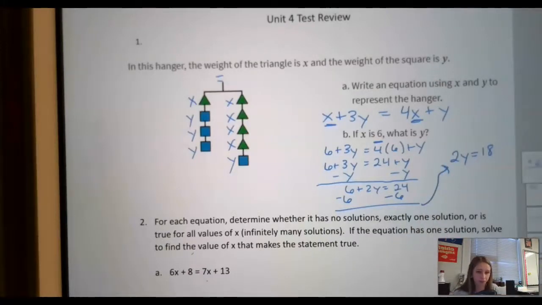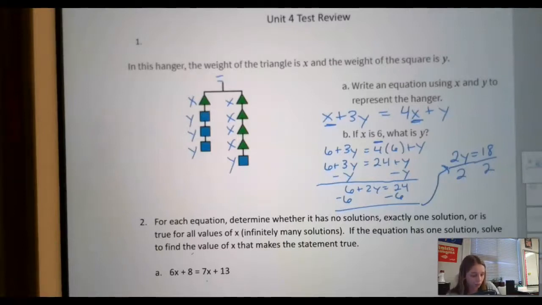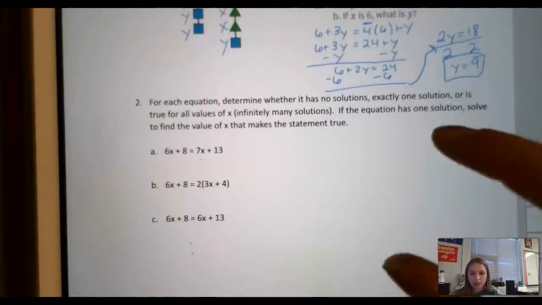We're almost done. Now we need to divide by the term that is connected to the variable. So I end up with y equals 9. Ta-da! Now if you need to go back over any of that, please just pause and rewind, okay? Because I'm just going to crank these out.